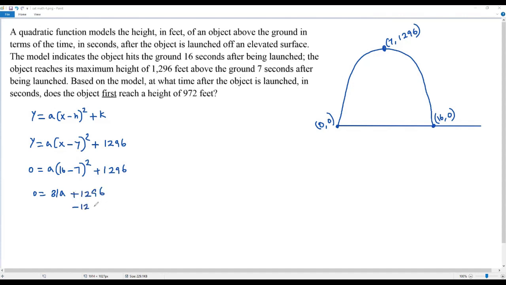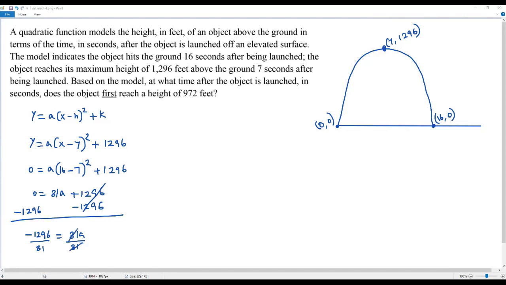Okay, now let me subtract 1296 from both sides of this equation. Then this one will cancel out. On the left side, we get negative 1296. On the right side, we get 81a. Let me divide both sides of this equation by 81. Then this 81 will cancel out.